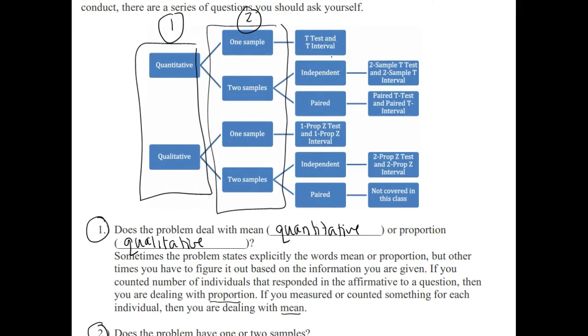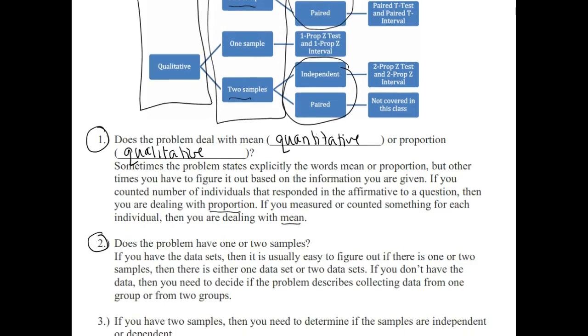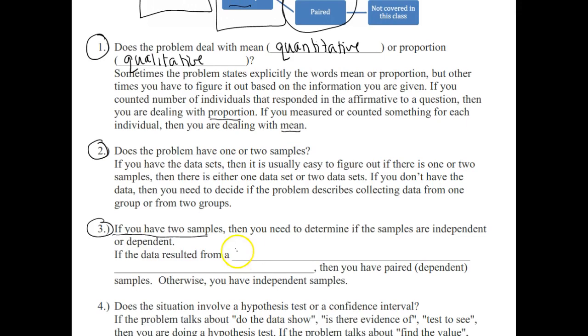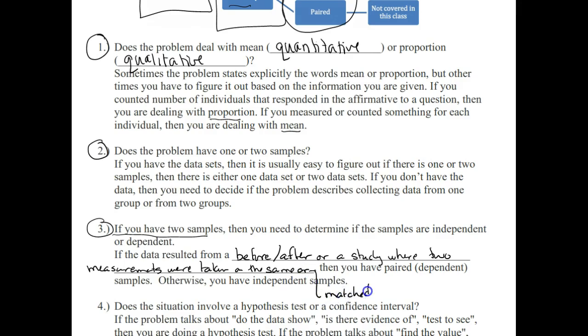The third thing only comes up if we've taken two samples: independent or paired. So this third question is, if you have two samples, then we need to determine whether the samples are independent or dependent. If the results are from a before-after study, which are usually keywords, or a study where two measurements were taken on the same or matched objects, then you have what we call paired data or dependent samples. And if it's not that, then they have to be independent samples.